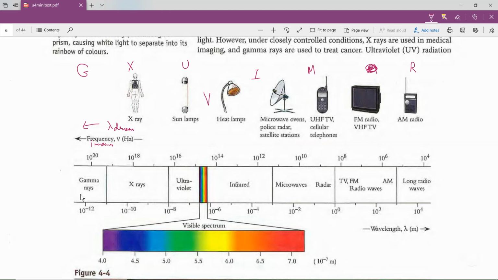Gamma ray has the highest energy in the spectrum, long radio waves have the lowest energy, and the highest frequency is gamma rays, lowest frequency is radio waves. Shortest wavelength is gamma rays, longest wavelength is long radio waves. There you go. Look at the small sliver for the visible spectrum there. So yeah, I talked about the energy of the photon, but I didn't actually write it down. So the energy increases as we go from radio waves to gamma rays.